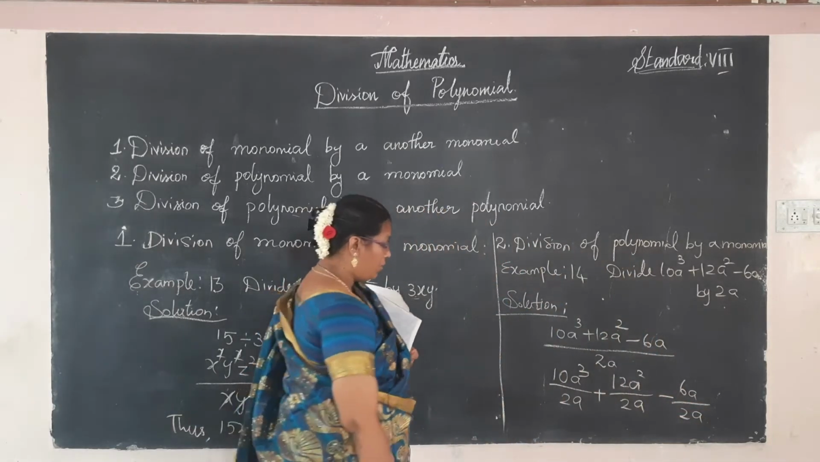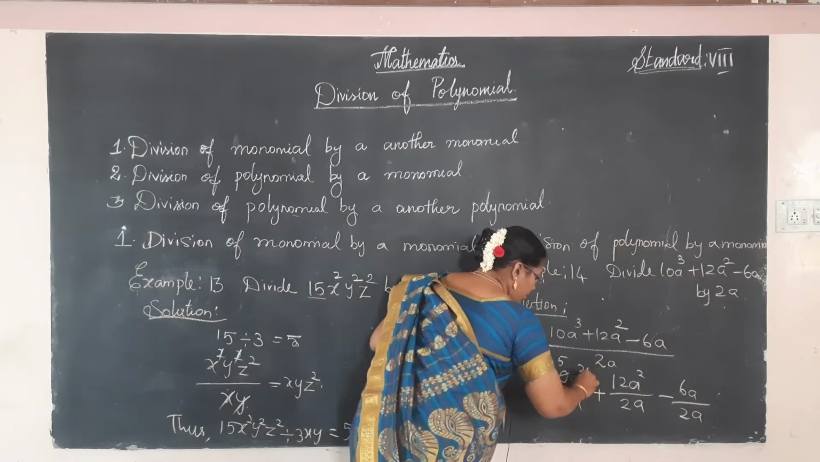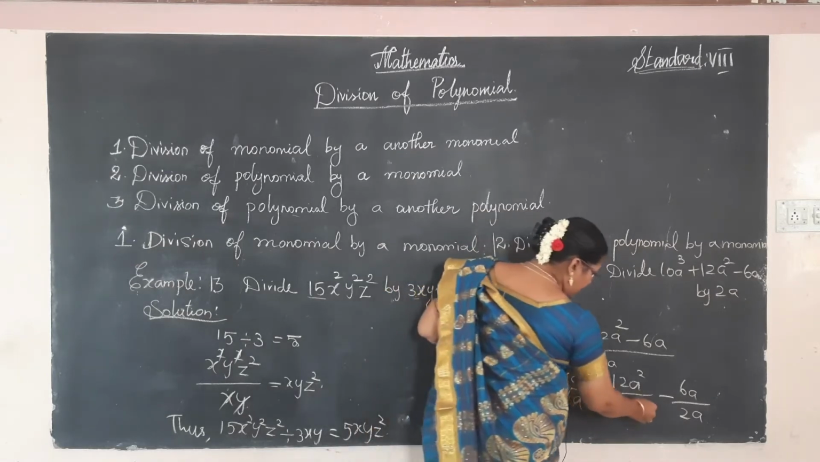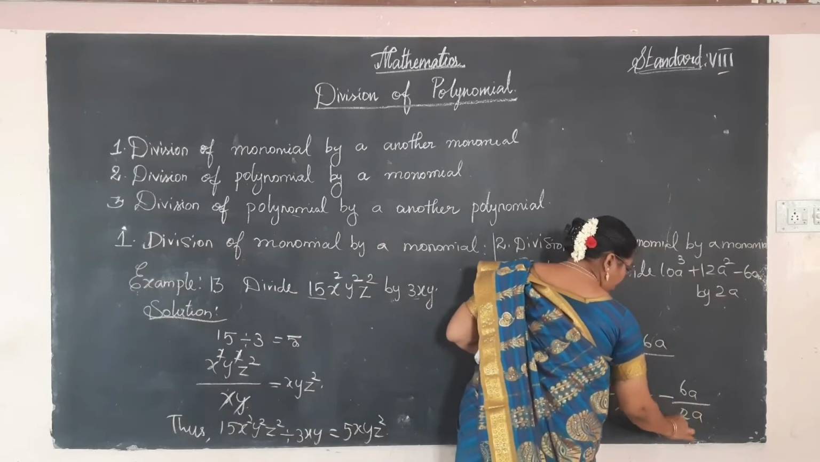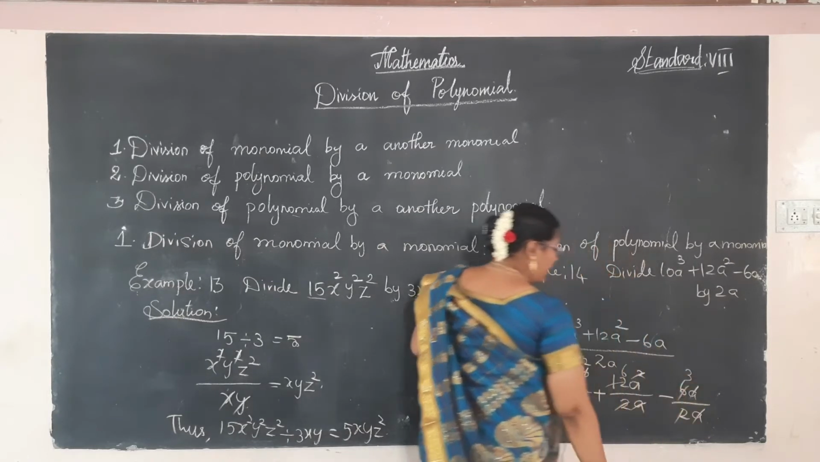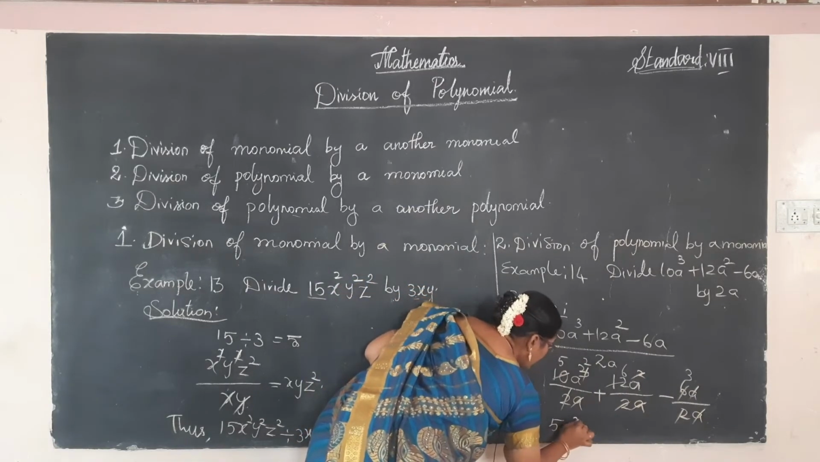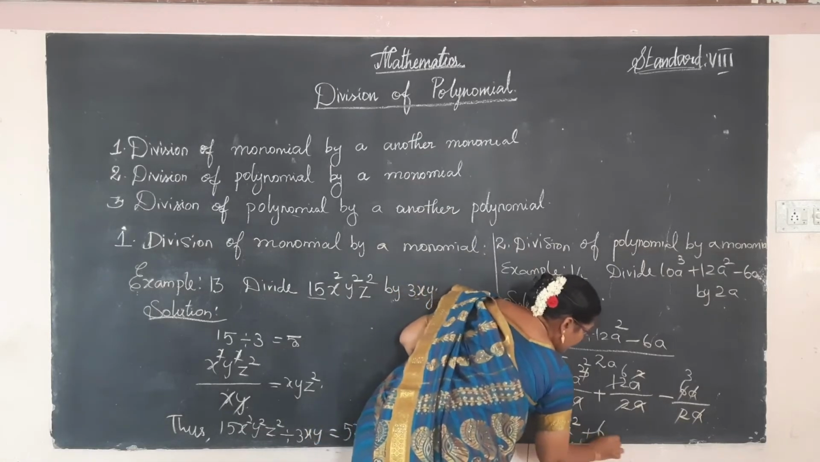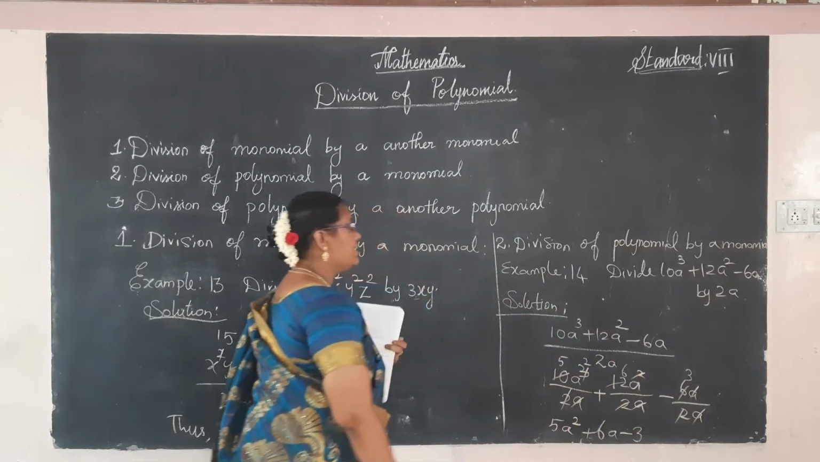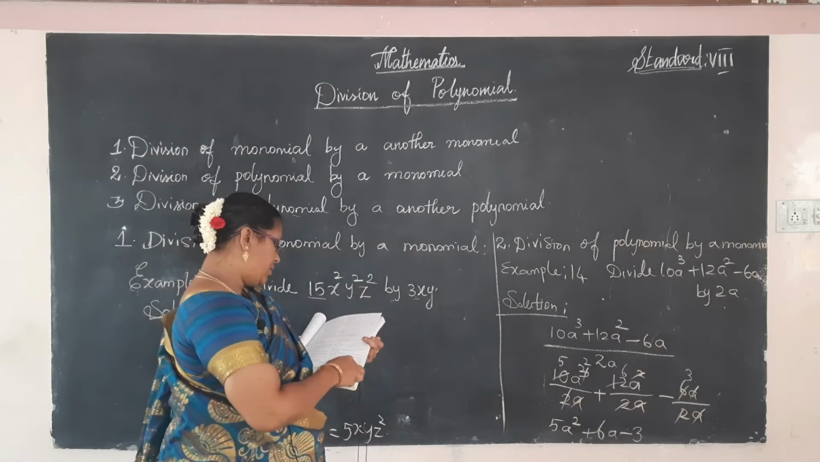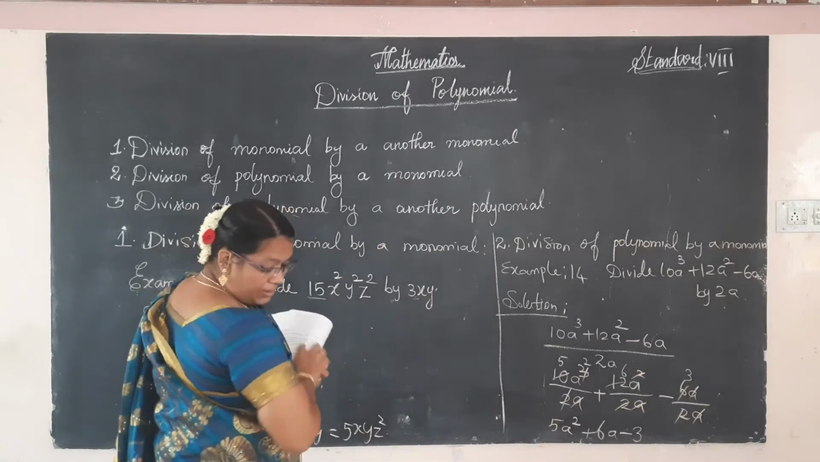Now it cancels. 2 fives are 10, and a cancels. Here a cancels, 2 sixes are 12. Here 2 threes are 6, and a cancels. So what do we get? 5, how many a's? a squared, plus 6a, minus 3. So what is the answer for this problem? 5a squared plus 6a minus 3 is the answer. Okay, see another example.